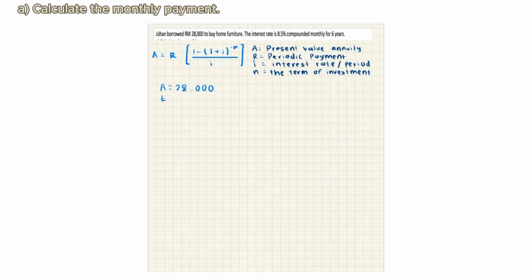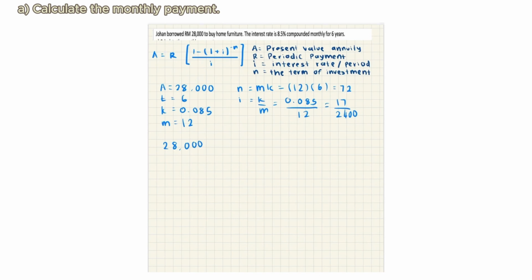In order to do that, we're going to find all the values first, where A is 28,000, T is 6, K is 0.085, M is 12, and N is M multiplied by K, equal to 72. And I is K over M, which is 17 over 2,400. Now, to find the monthly payment, substitute all the values given.